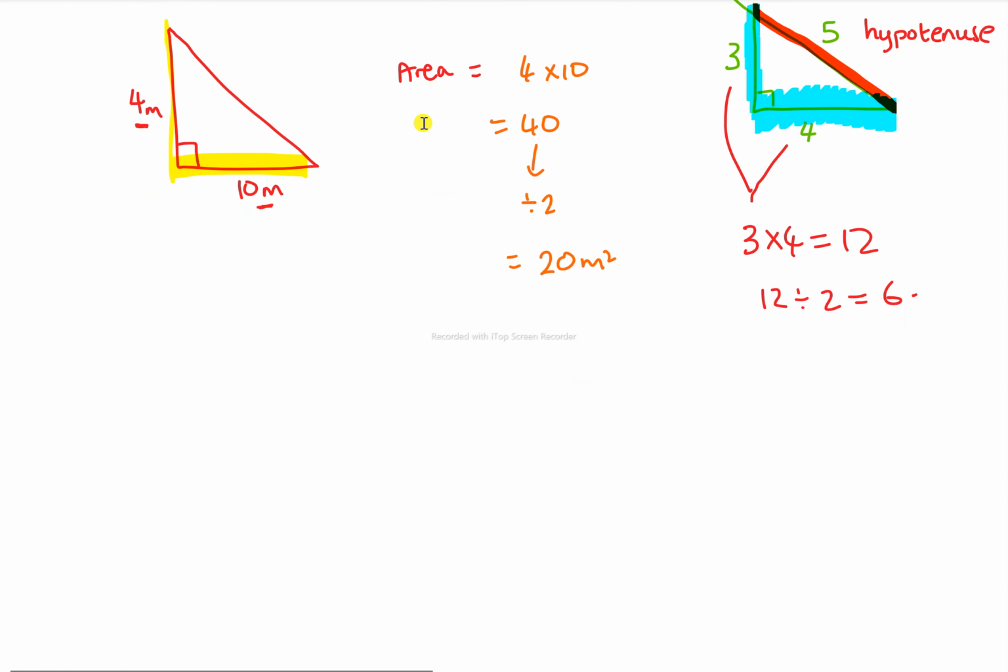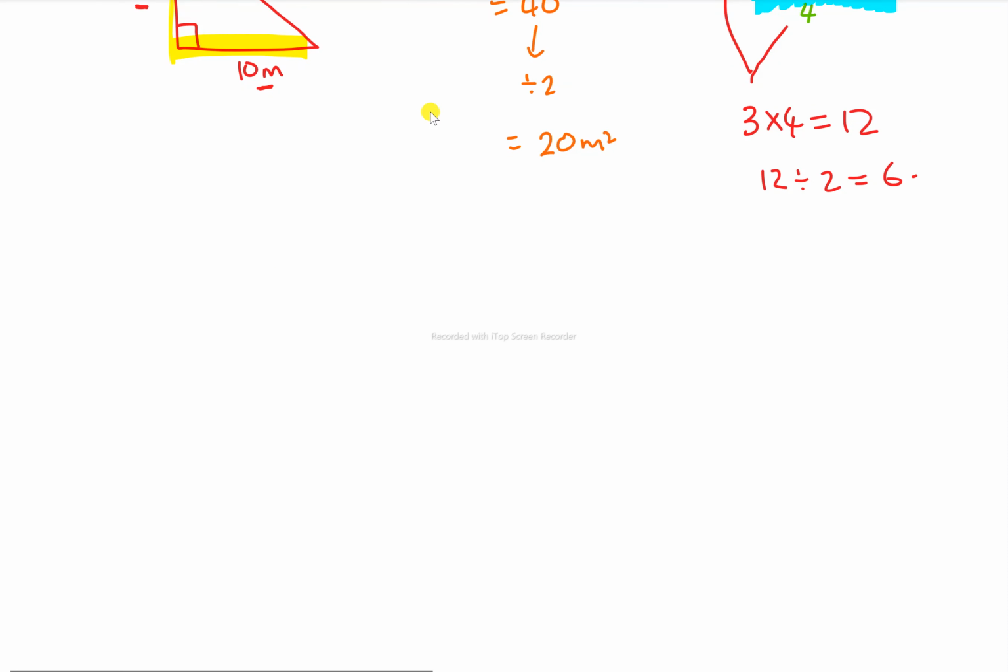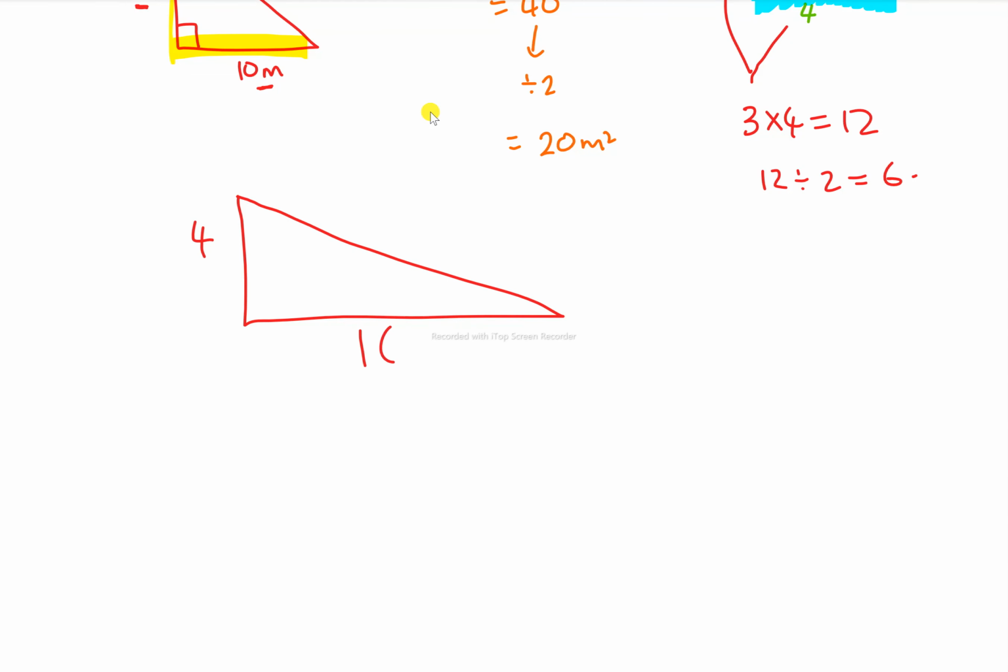Right, let me give you another example. What would happen if I had something like this? 4 times, let's just say 16. What you can do, if you notice, if you've got an even number like this, is I'm going to divide it by 2. So instead of dividing by 2 at the end, I'm going to divide it at the beginning.